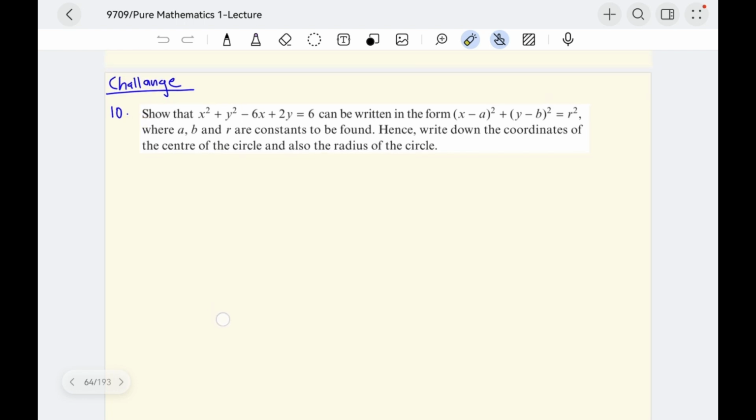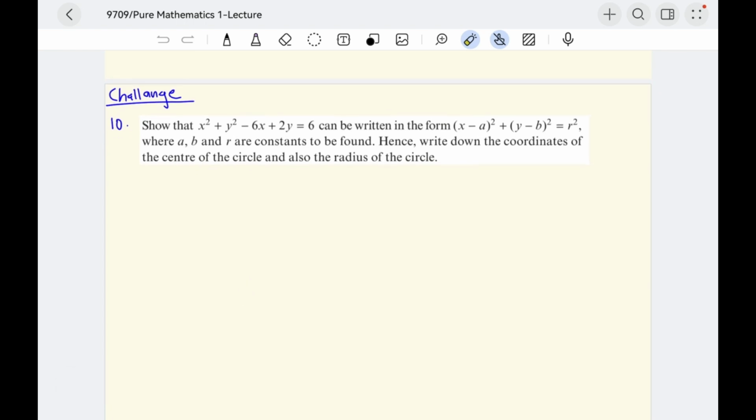Okay, from this question on, these are the challenge questions. So what is the challenge for this question? You just need to take one more step to obtain the standard form from this general form. So how do we carry that out? Okay, how to convert from the general form to the standard form.